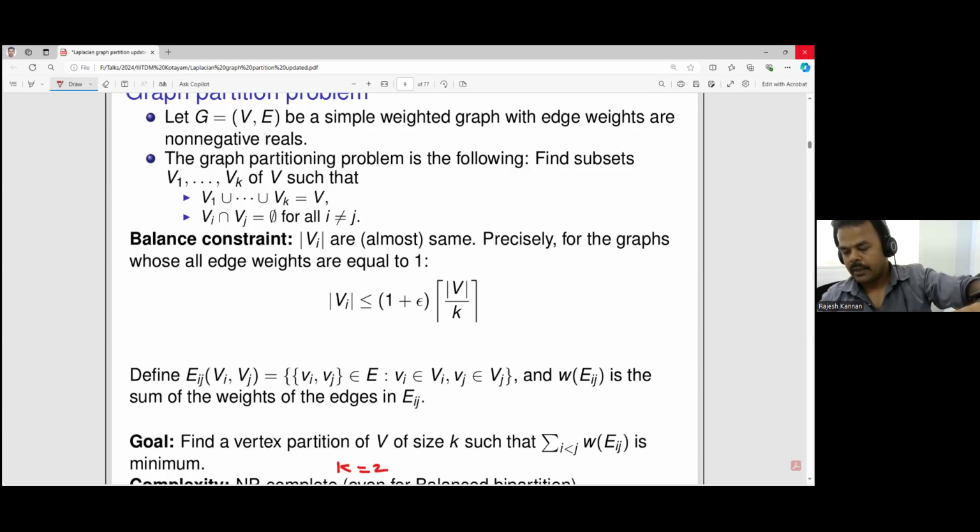Such that the weights between different parts, different Vi and Vj, should be minimum. Or in terms of points in Rn, the distance between those two points should be maximum. In a way, you are clustering the points which are close to each other, partitioning your points such that the points which are sitting closer will be in the same part, and the points which are far will be in different parts. In terms of social networks, the people who know each other closely will be in the same cluster, the same group.